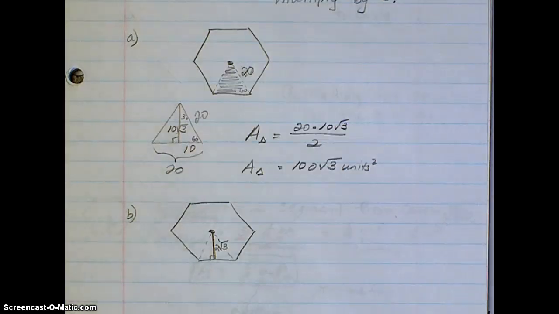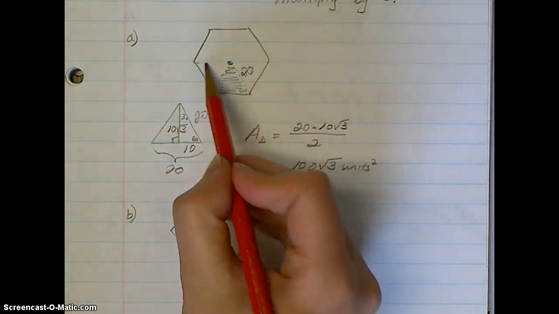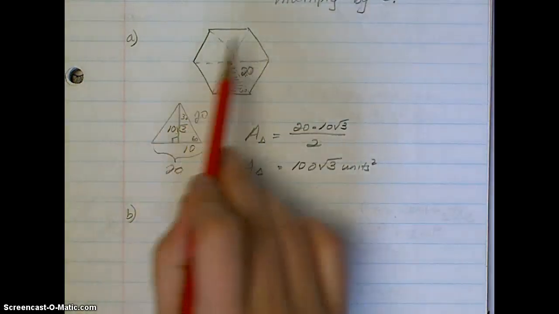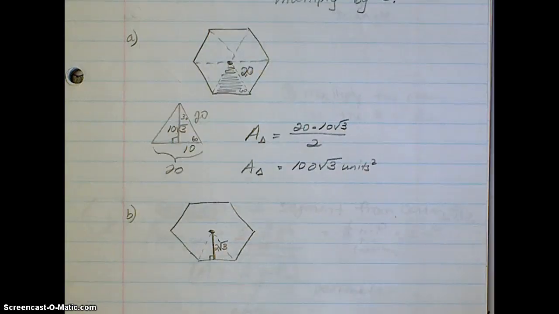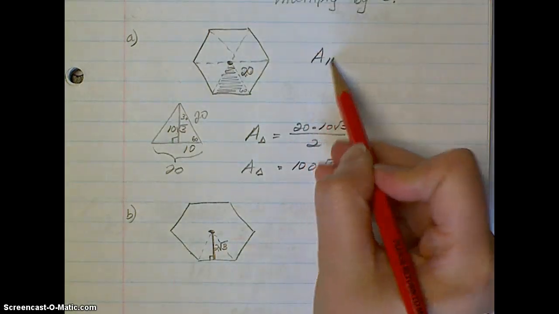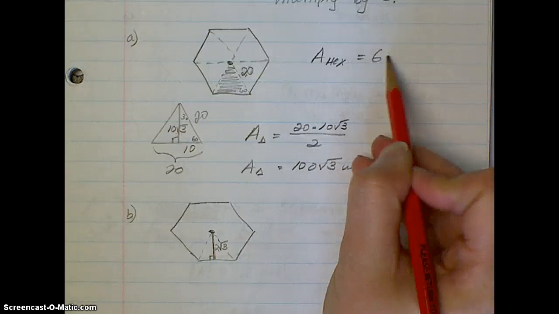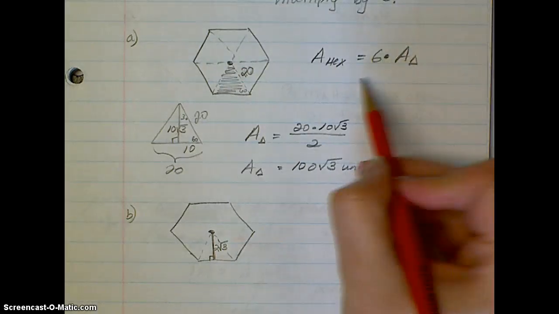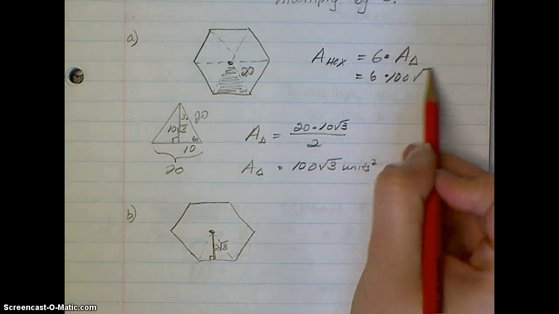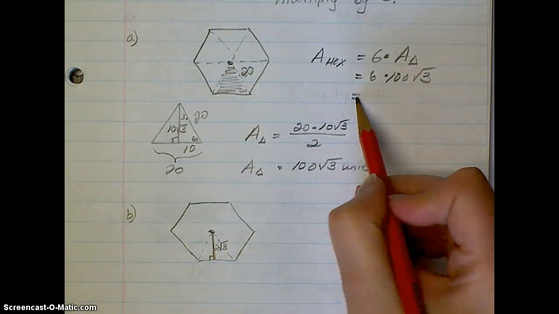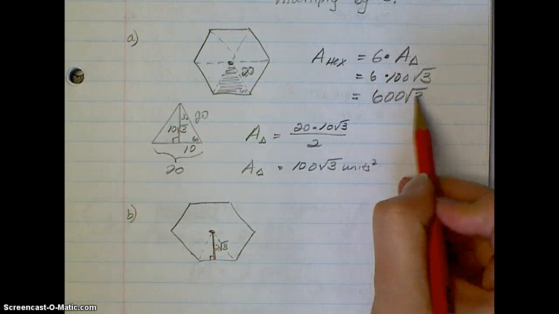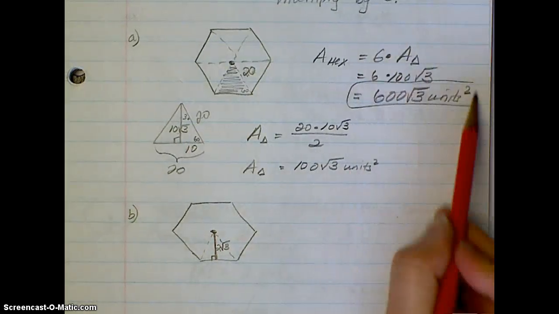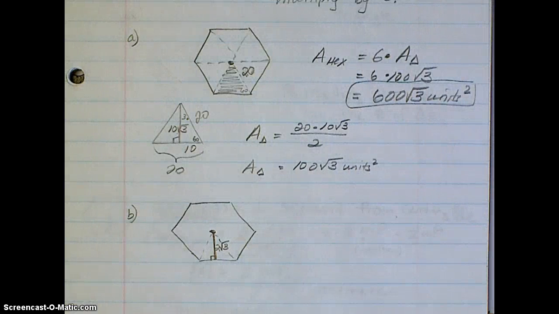I want to know the area of the whole hexagon. So now I need to decide how many triangles there are total, which you can either count or know that in a hexagon there will be 6. So the area of the hexagon is equal to 6 times the area of my triangle, which we just figured out is 100 root 3. So my final answer is 600 root 3 units squared. That's the area of my whole hexagon.